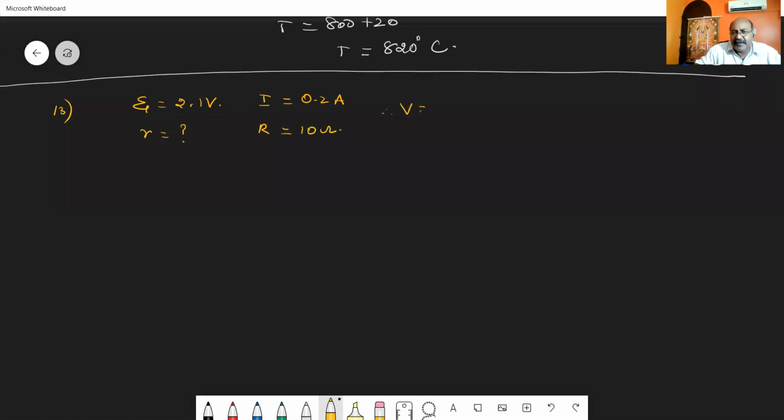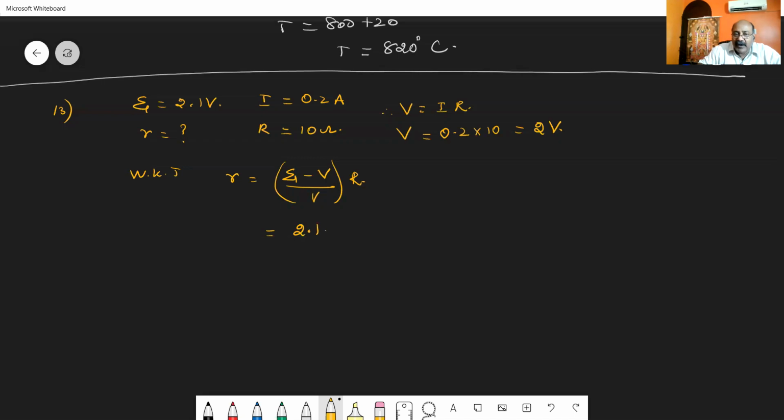So I can calculate the potential difference across the resistance. You know the formula V is equal to I into R. I is considered to be 0.2, R is considered to be 10. So 2 volt is considered to be the potential difference and the EMF is 2.1 volt. What is the value of internal resistance? Direct formula, we know that internal resistance small r is equal to E minus V divided by V into capital R.